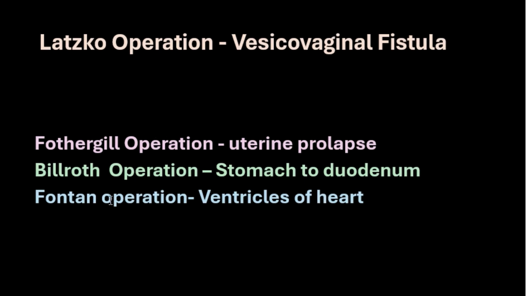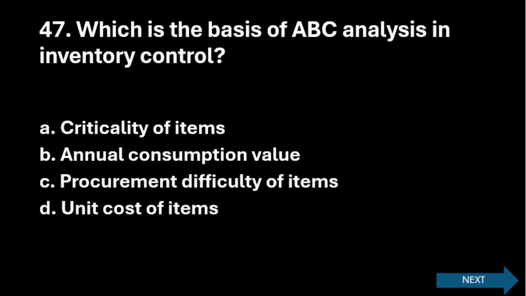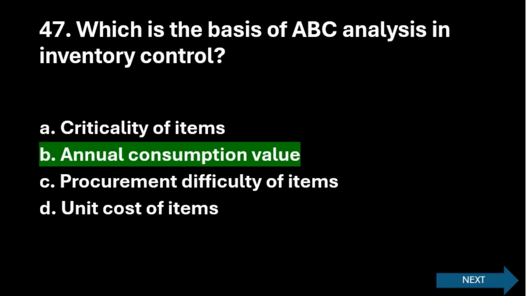Next question. Which is the basis of ABC analysis in inventory control? Option A, criticality of items. Option B, annual consumption value. Option C, procurement difficulty of items. Option D, unit cost of items. Here, this is a kind of administration related question. The right option is option B, annual consumption value.